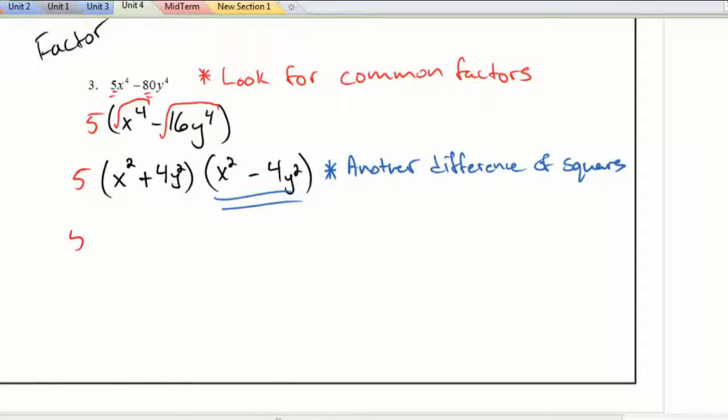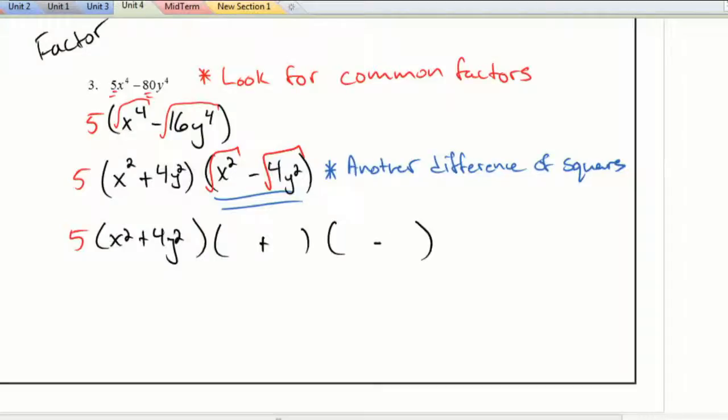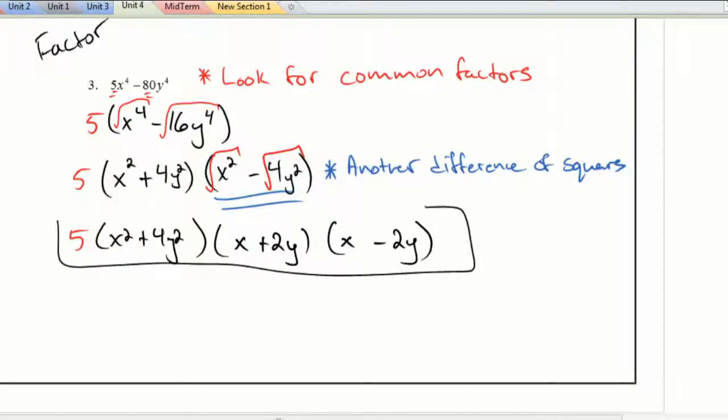So I'm going to bring the 5. I'm going to bring this x squared plus 4y squared, which is not a difference of squares, it's an addition of squares. And then I'm going to have to do one more step. So I'm going to have to take the square root of x squared and the square root of this guy. So I'm going to write 2 more brackets. One of them is going to be plus, one's going to be minus. Square root of x squared is going to be x, so I'm going to write it in, x and x. And square root of 4 is 2, and square root of y is y squared. So then, once I get here, I'm done.